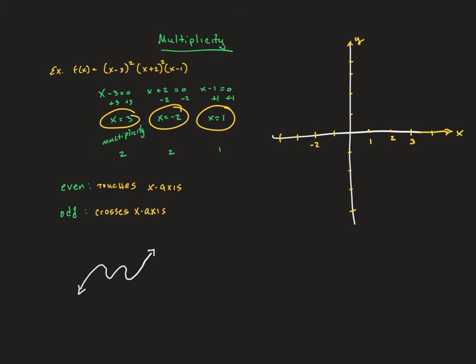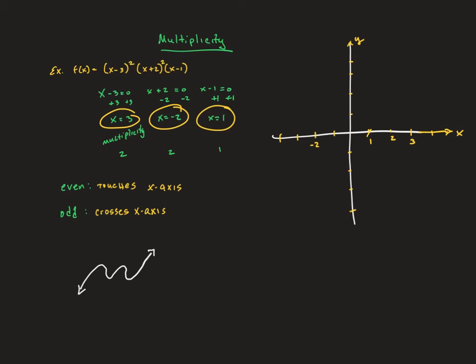And it said that when I have multiplicity, of odd multiplicity, the x equals 1 only occurs one time. So that means it's going to cross over. It's going to cross that. So it's going to cross at 1. And it's going to do something at 3. It's only going to approach it. So it touches, and it touches at negative 2.